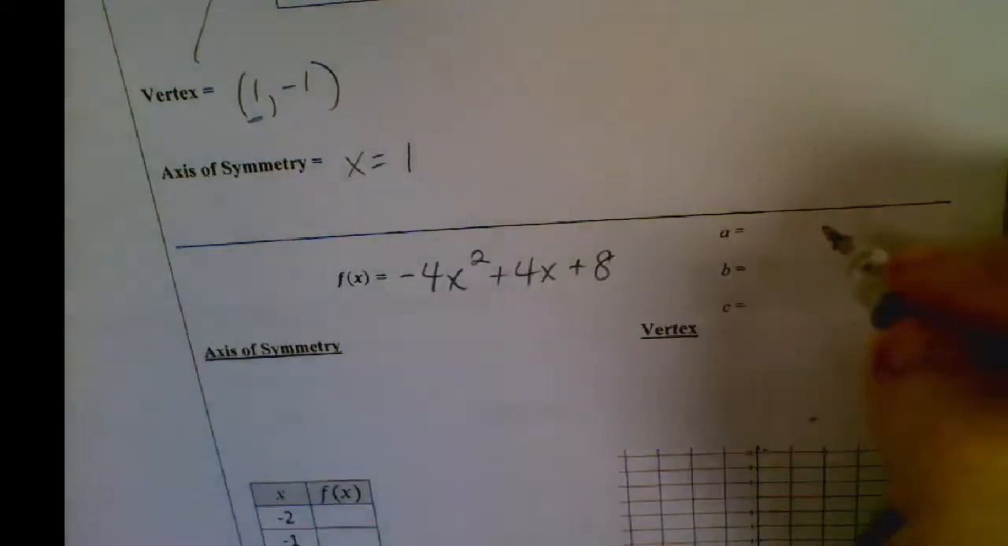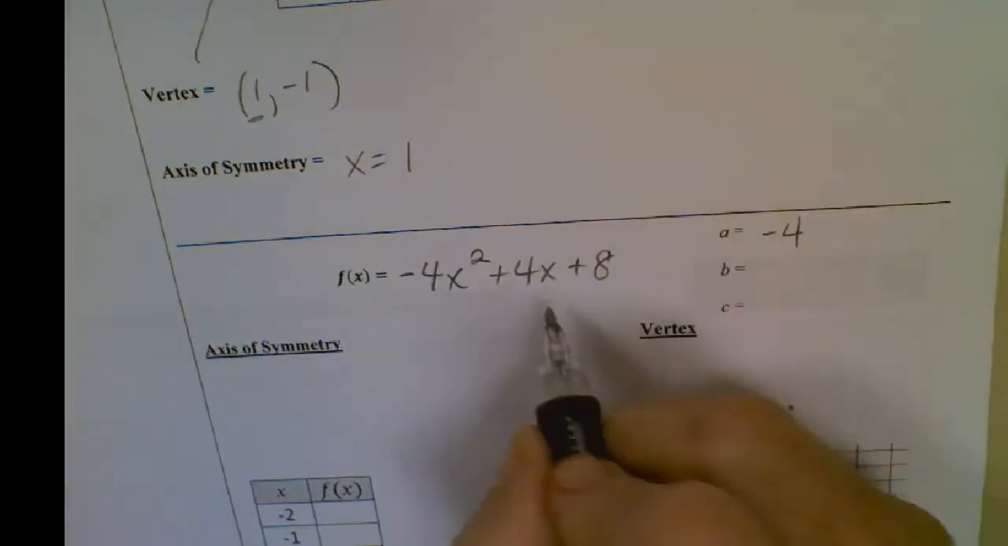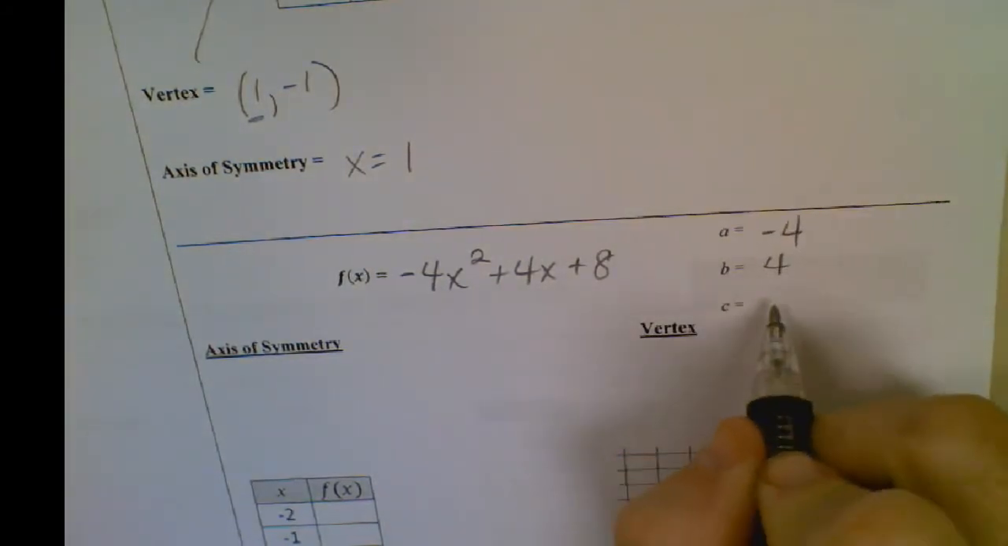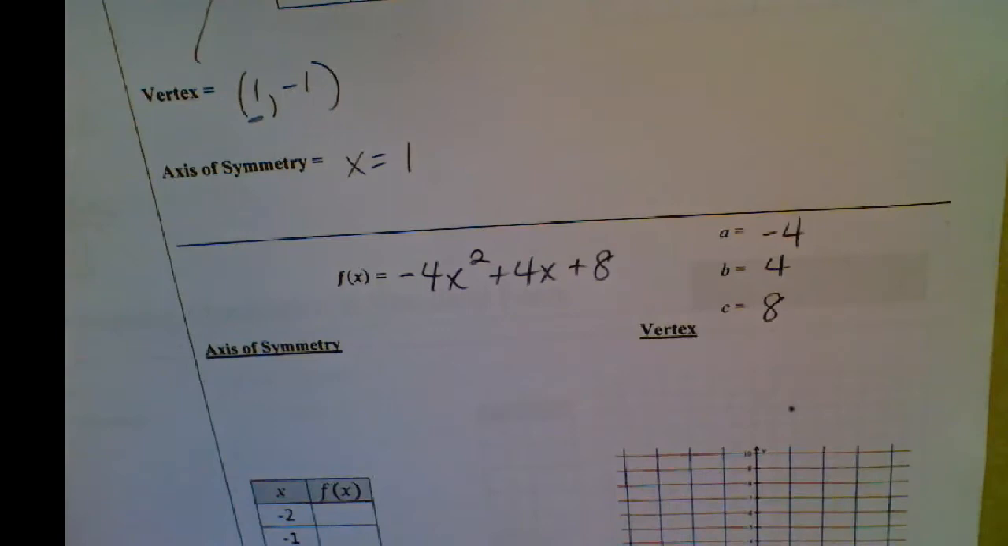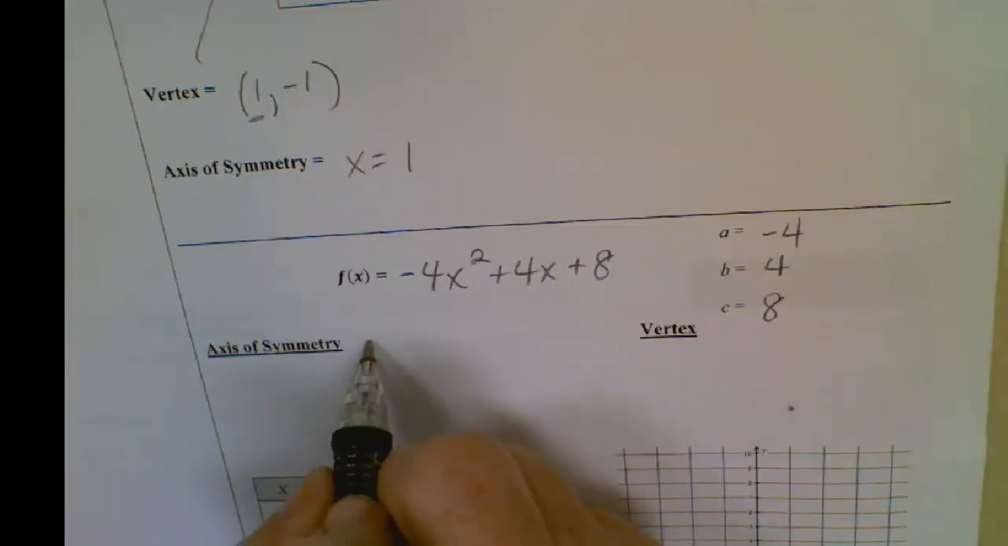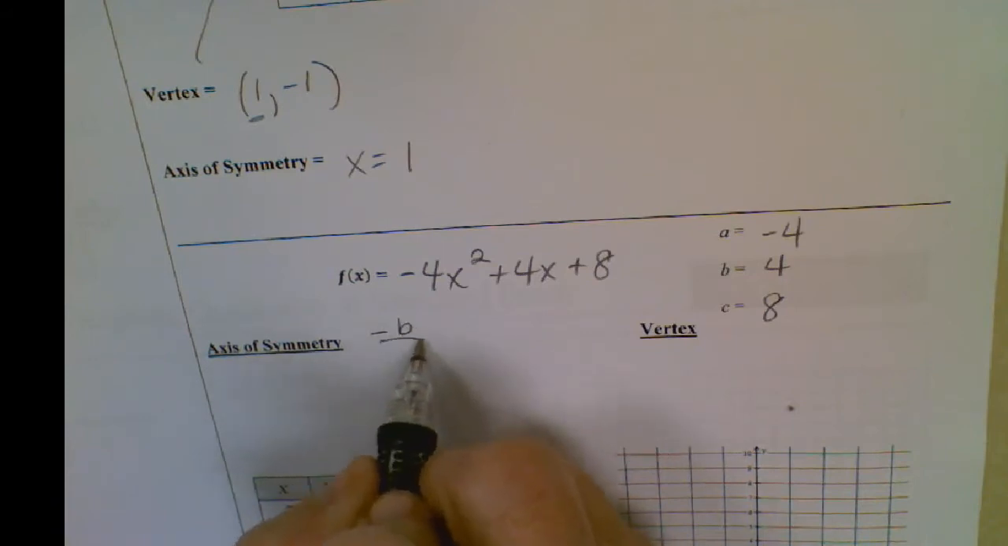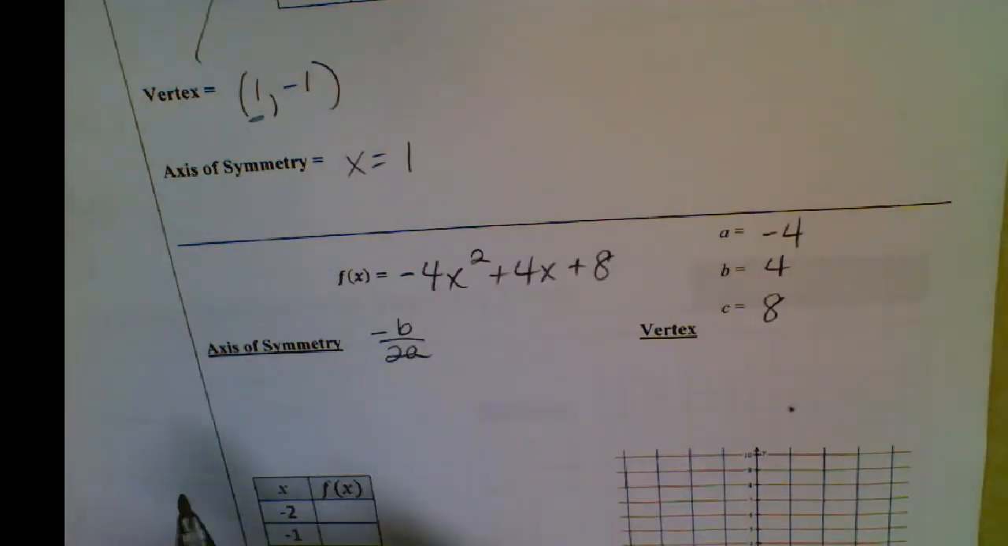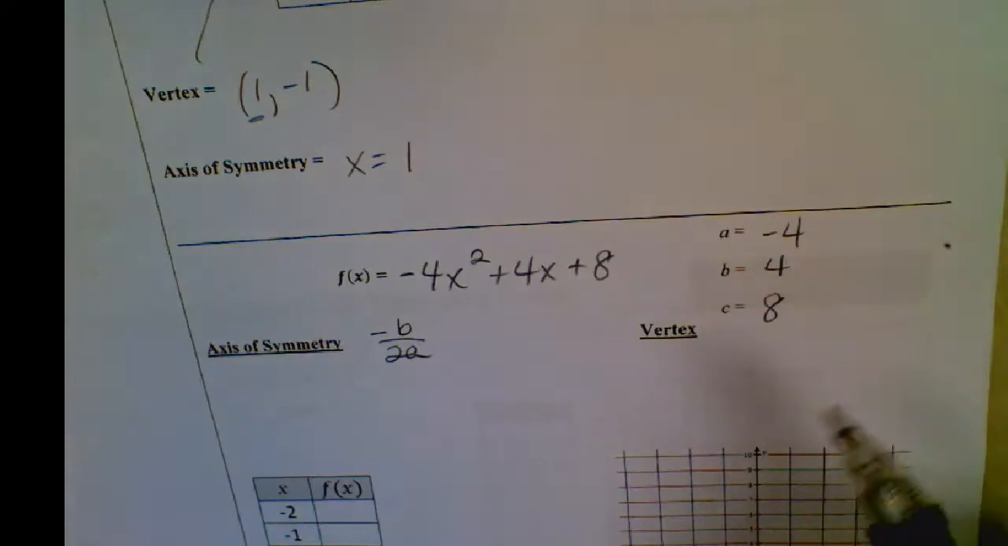So for your a value, you should have gotten -4. B value should have gotten 4. And c value should have gotten 8. So for our axis of symmetry, remember that we have a formula for that, and that is -b over 2a. So it helps that we have our a, b, c values.